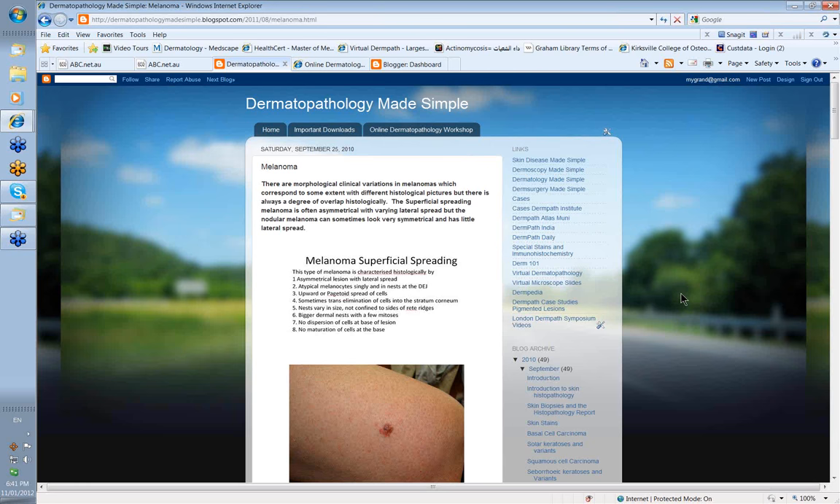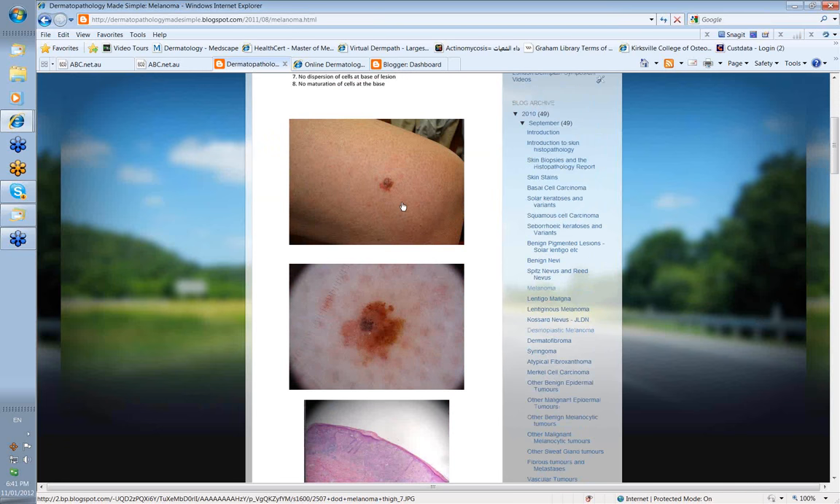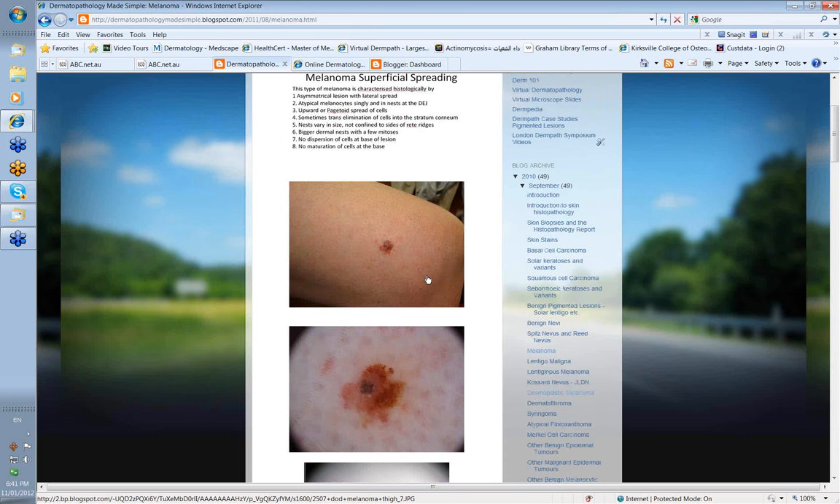It's certainly the most common type that you're going to see, and typically you're going to see a clinical lesion like this, one which stands out from the surrounding skin with varying colors, irregular edges, a large lesion, greater than 6 millimeters, which is usually the upper limit we give for ordinary nevi. And we'll look at the dermatoscopy and the histopathology in just a minute.